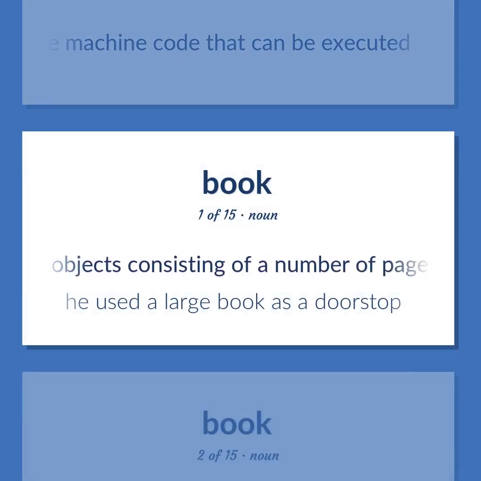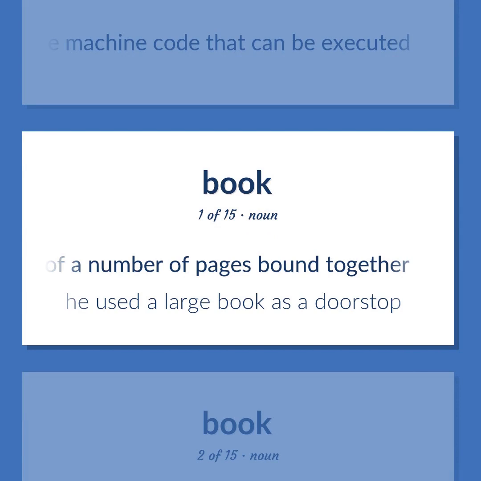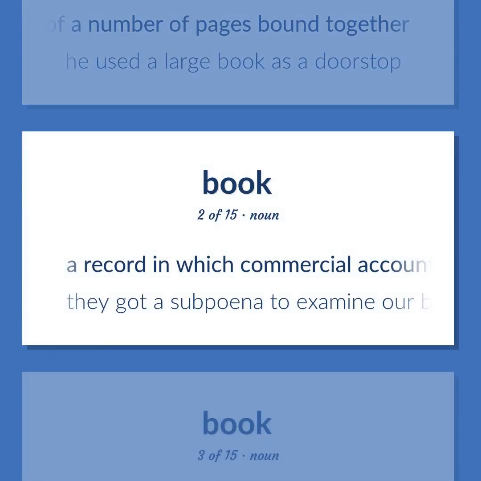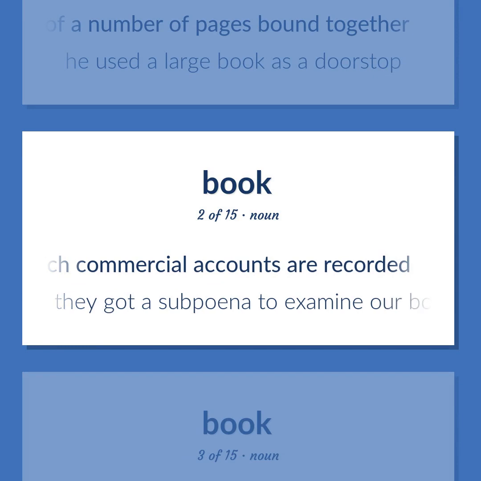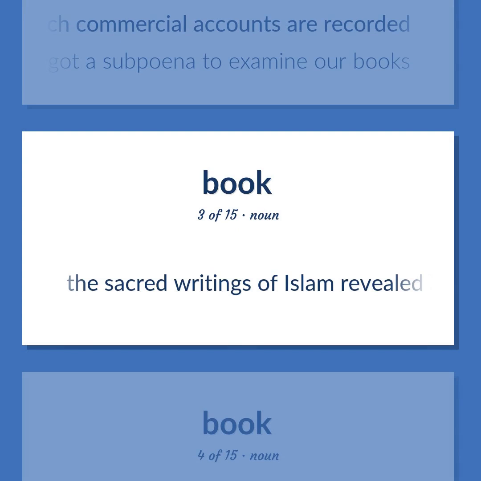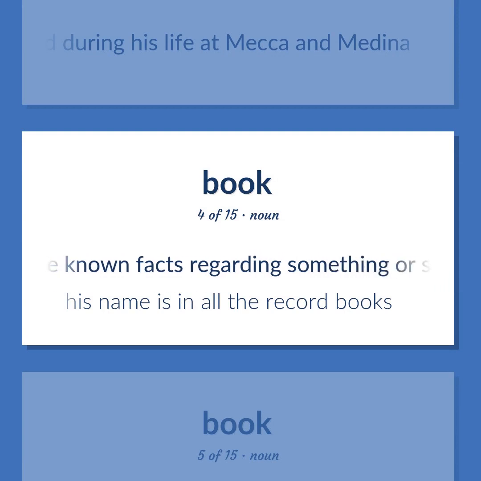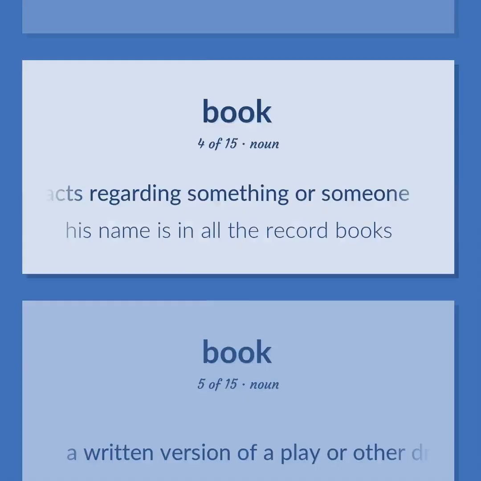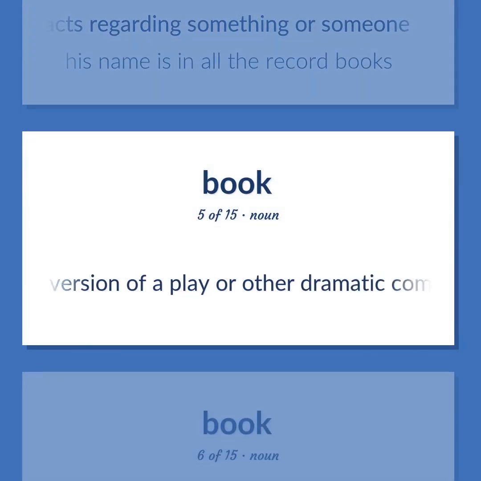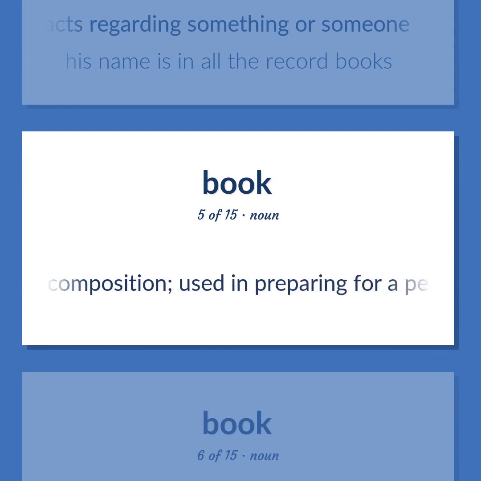Physical objects consisting of a number of pages bound together. He used a large book as a doorstop. A record in which commercial accounts are recorded. They got a subpoena to examine our books. The sacred writings of Islam revealed by God to the Prophet Muhammad during his life at Mecca and Medina. A compilation of the known facts regarding something or someone. His name is in all the record books. A written version of a play or other dramatic composition, used in preparing for a performance.